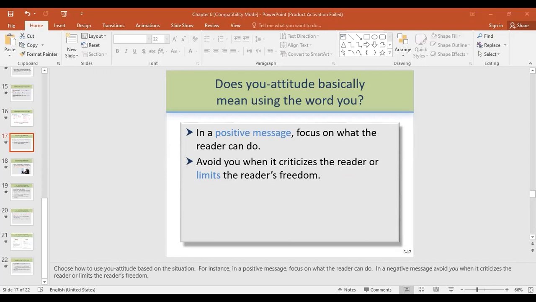So don't use "we give you" because it lacks you attitude. This sentence focuses on what we are doing, so you have to avoid it. Also, you have to avoid you when it criticizes the reader or limits the reader's freedom. Also, when we are in the job application letter, create you attitude by showing how you can help meet the reader's needs, but use the word you at a minimum level.